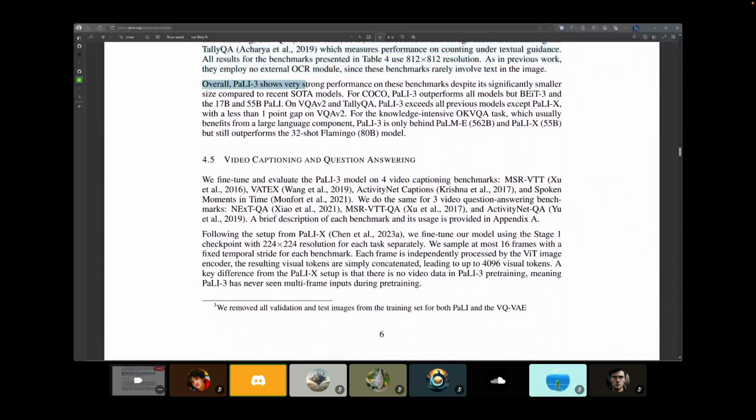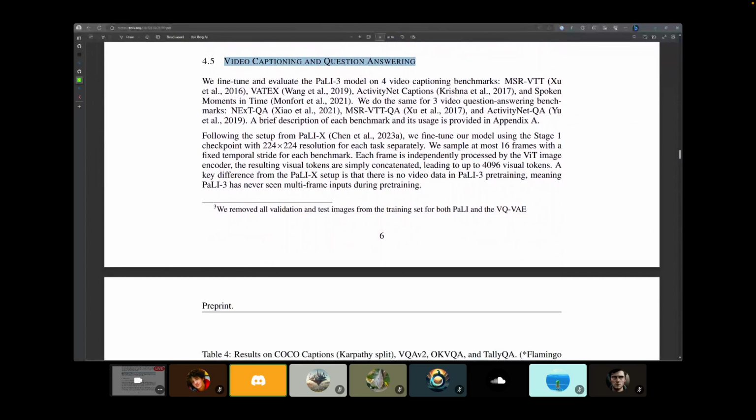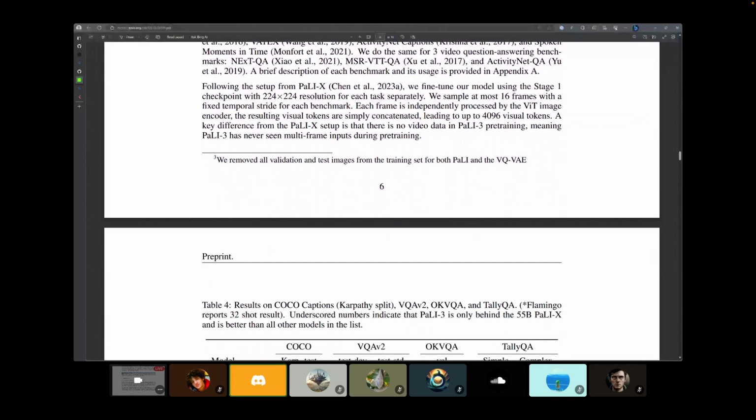Overall, Poly 3 shows very strong performance on these benchmarks, despite being much smaller. Video captioning and question understanding. We fine-tune and evaluate Poly 3 on 4 video captioning benchmarks. A brief description of each benchmark is provided in Appendix A. Following the setup of Poly X, we fine-tune our models, and we sample 16 frames with a fixed temporal stride for each benchmark.